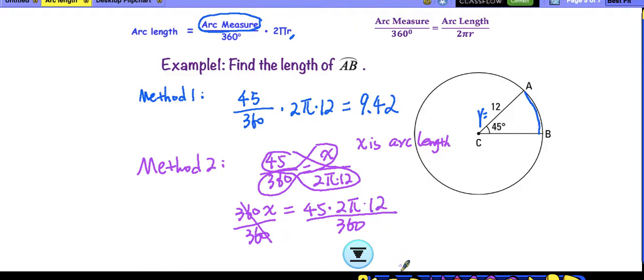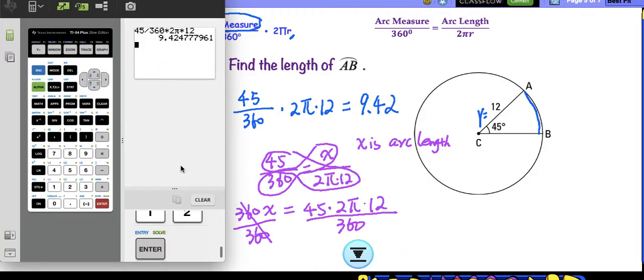So let's see how it looks. So I'm going to clear everything. It's easy to see that. So for this one, we are going to type the whole thing on the top. If you want to put parentheses, that's fine. So make sure this is totally on the top. But since it's all multiplication, it really doesn't matter. So 45 times 2. Again, do not use 3.14. Instead, using 2 pi here times 12 divided by 360. Enter. Did you see?